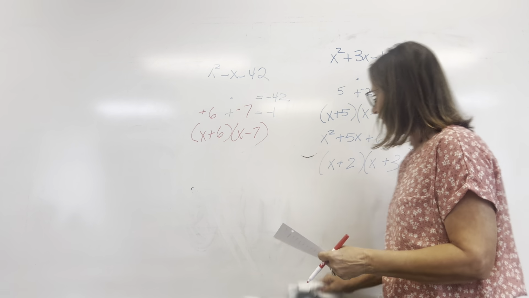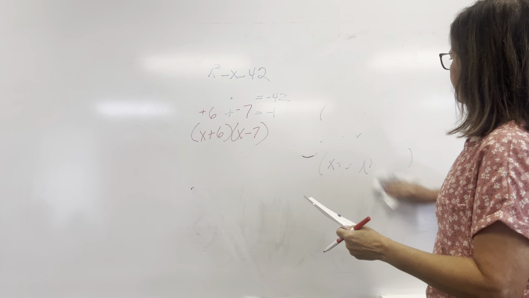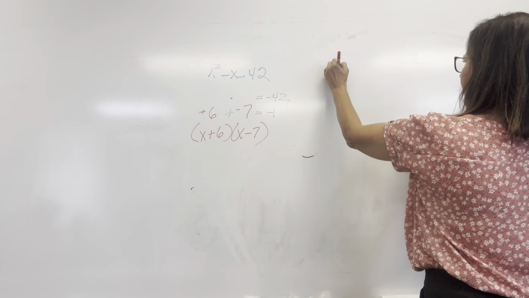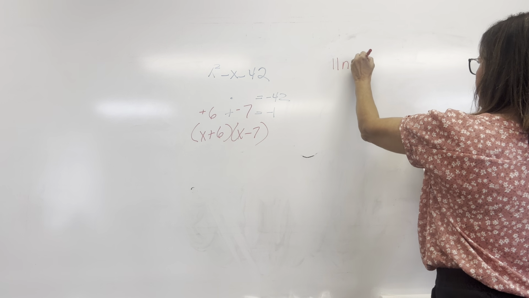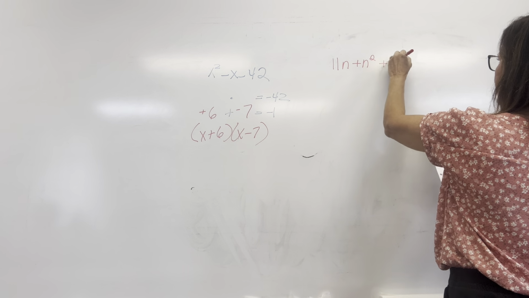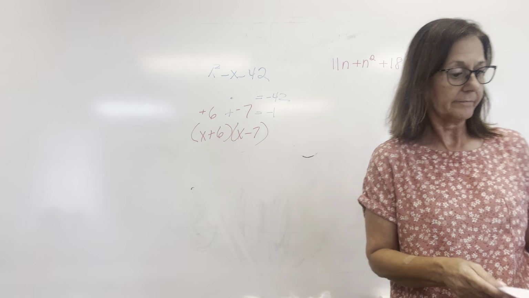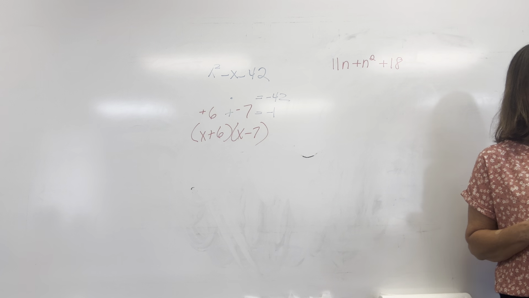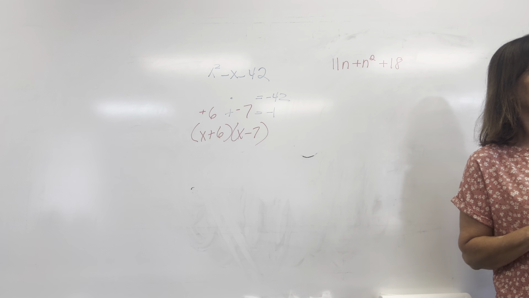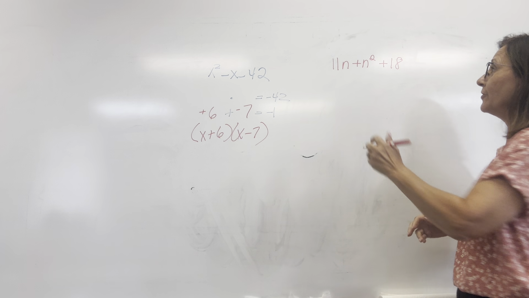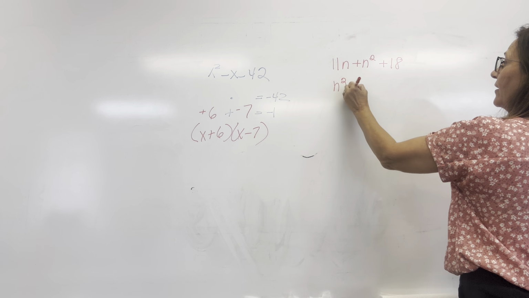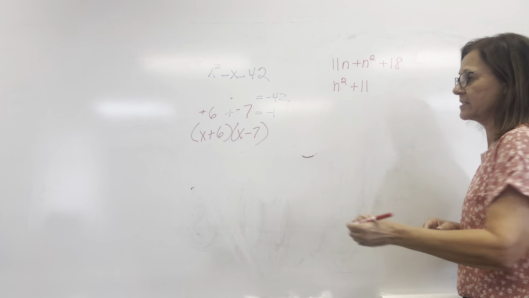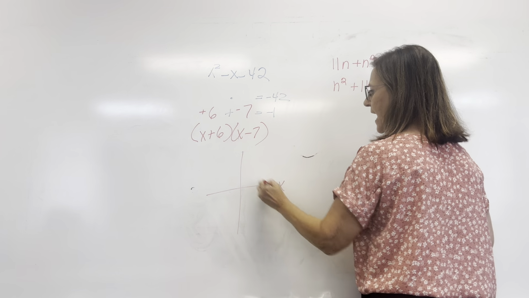All right, let's jump down to number 8. 11n plus n squared plus 18. Can I factor this like it is? No, what do I have to do, Leah? Put it in standard form. My n squared has to go first. And I don't like that they use n. We will always use x because when we graph them, it's x, y.